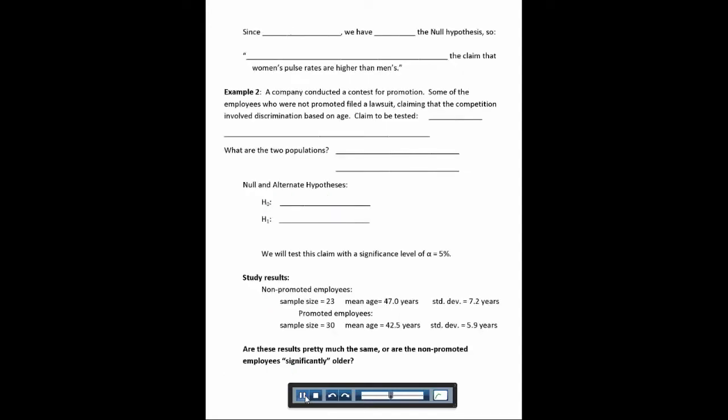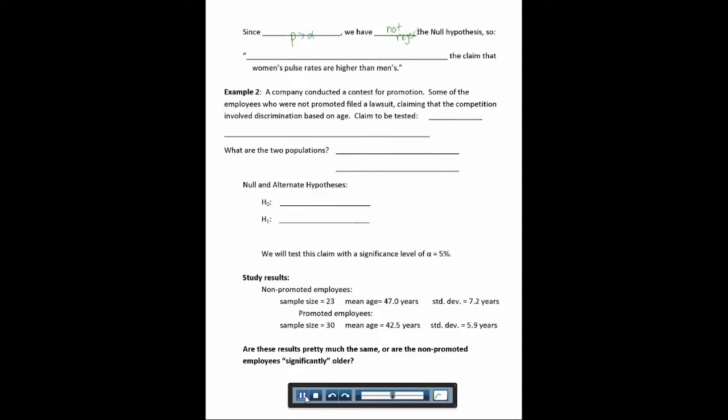It's going to give you t is equal to negative 0.812, and P is 0.215. Now remember our alpha was 0.01, so P here is bigger than alpha. Remember, if P is bigger than alpha, we have not rejected the null hypothesis.